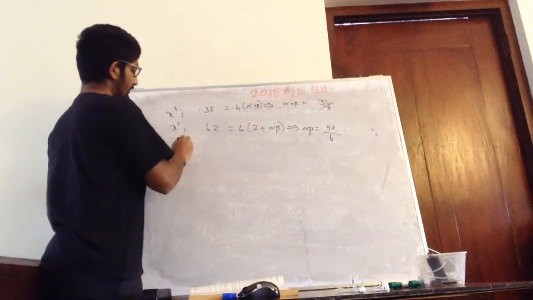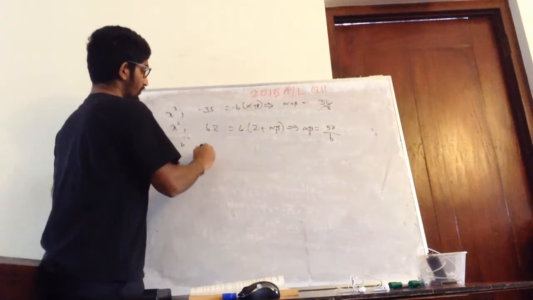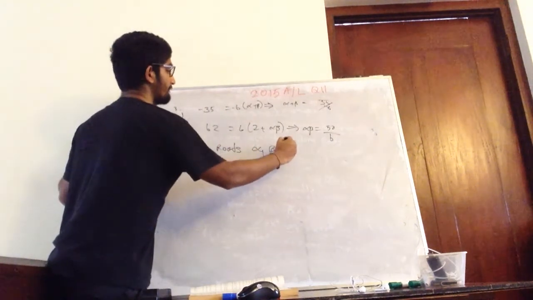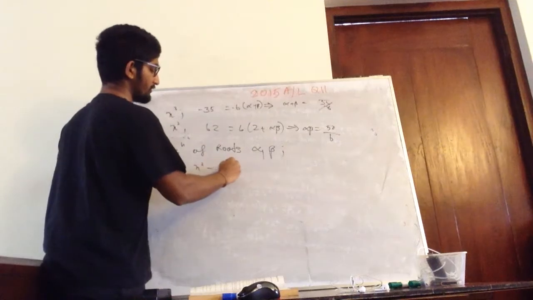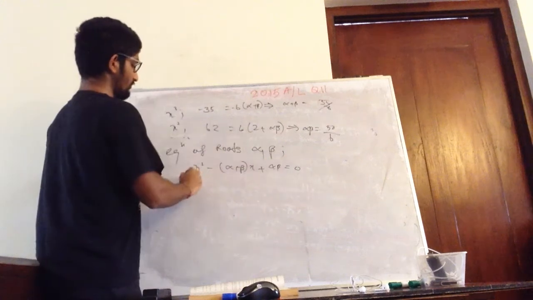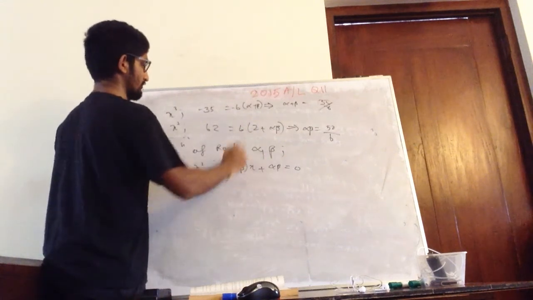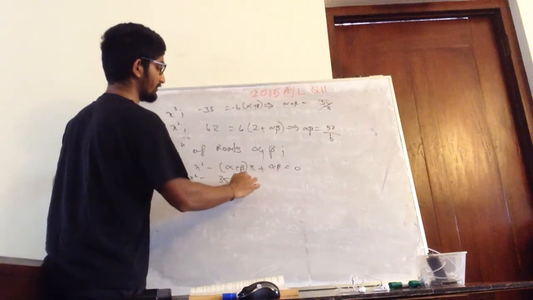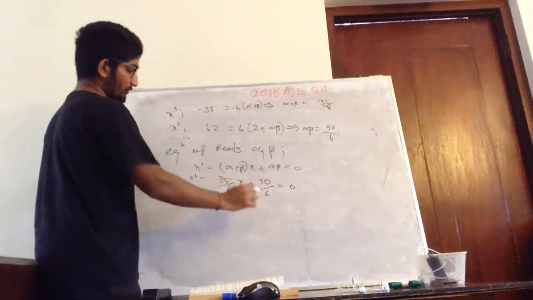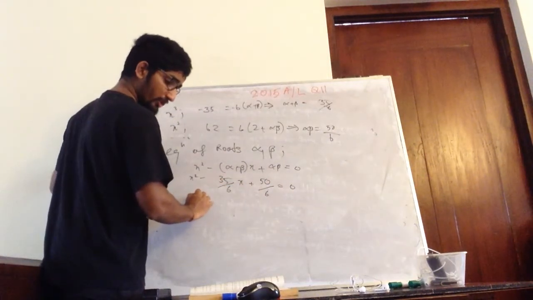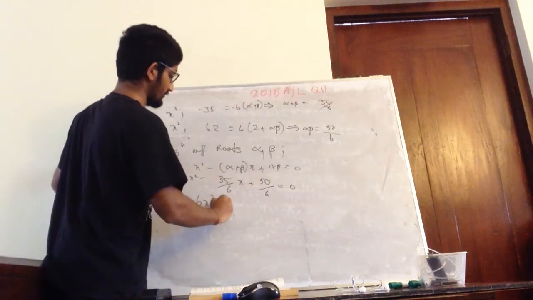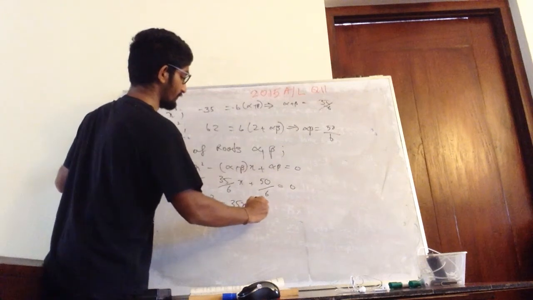So the equation of roots alpha beta will be x squared minus (alpha plus beta)x plus alpha beta equals 0. So x squared minus 35 over 6 x plus 50 over 6 equals 0. So I am going to multiply the whole thing by 6, so then I will get the answer I want, correct? Yes. 6x squared minus 35x plus 50.